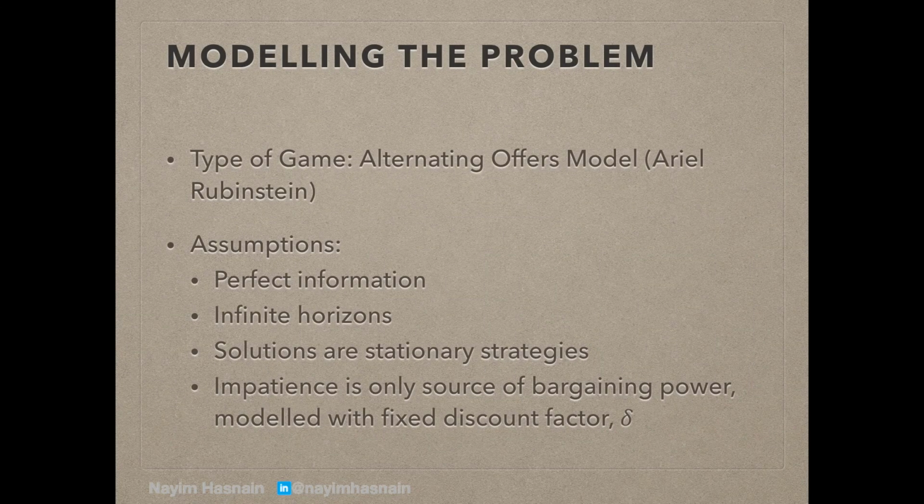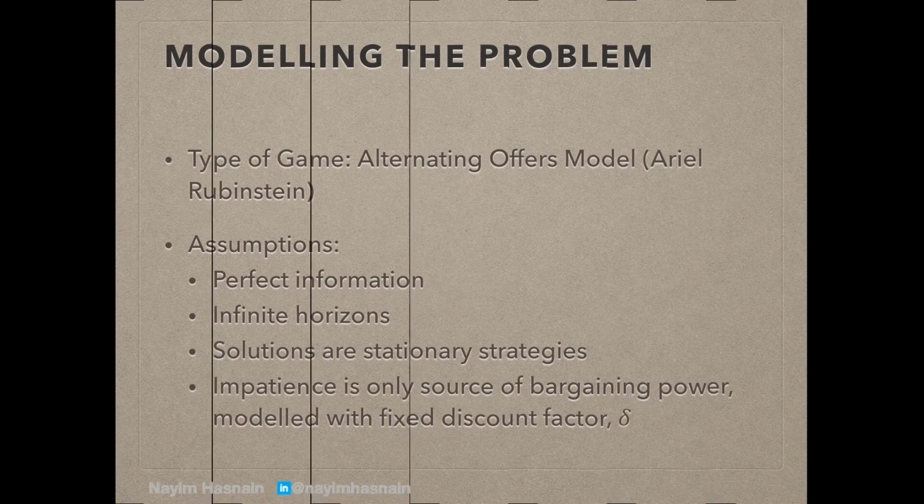So modeling the problem. The type of game I will use is an alternating offers model in the style of Ariel Rubinstein. We will make four assumptions: perfect information, both players know each other's BATNAs; infinite horizons, the game can go on indefinitely, as will be shown in the extensive form game in the next slide. We assume stationary strategies, which means every odd round is identical and every even round is identical in terms of offers. In terms of discount factor, this is a value between 0 and 1, and it tells us how we value one util in the future in present terms. Therefore, the higher the discount factor, the less heavily discounted the future, and players are less impatient.